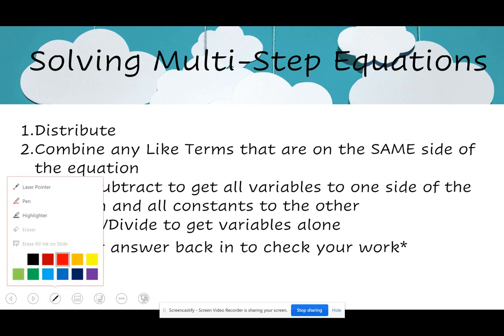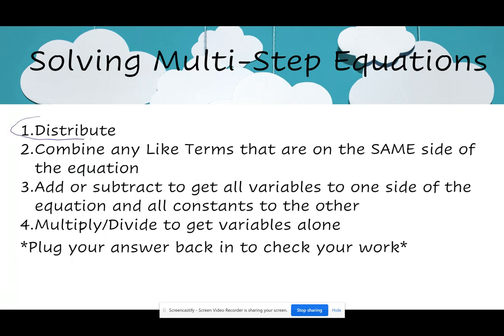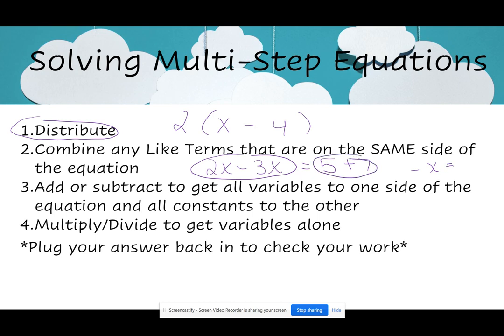So the first thing is to always, if you can, always distribute. So if there's any parentheses like this, always distribute first. Then we're going to combine any like terms that are on the same side of the equation. So if we have like 2x minus 3x equals 5 plus 7, on this side we can combine these like terms. 2 minus 3 is negative x. And on this side we can do our 5 plus 7, which is 12.